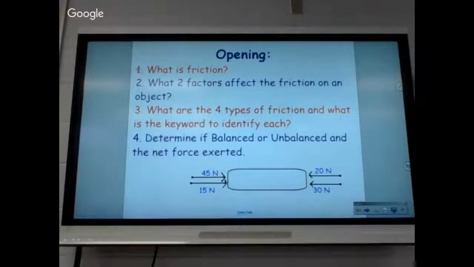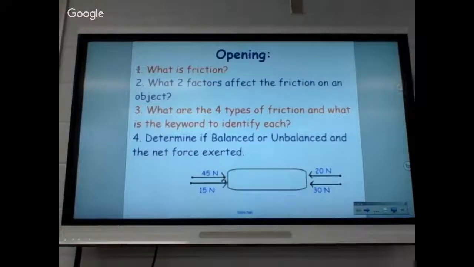Give me one, Keely. Any of the 4. Rolling. All right, give me a keyword that goes with roll. Balls or wheels. All right, so if it's something that has balls or wheels, it has rolling friction on the quiz. All right, Cynthia. Sliding friction. What would you look for to know sliding friction? Rubbing. All right, Nishan, give me a 3rd one. We've done rolling and sliding.